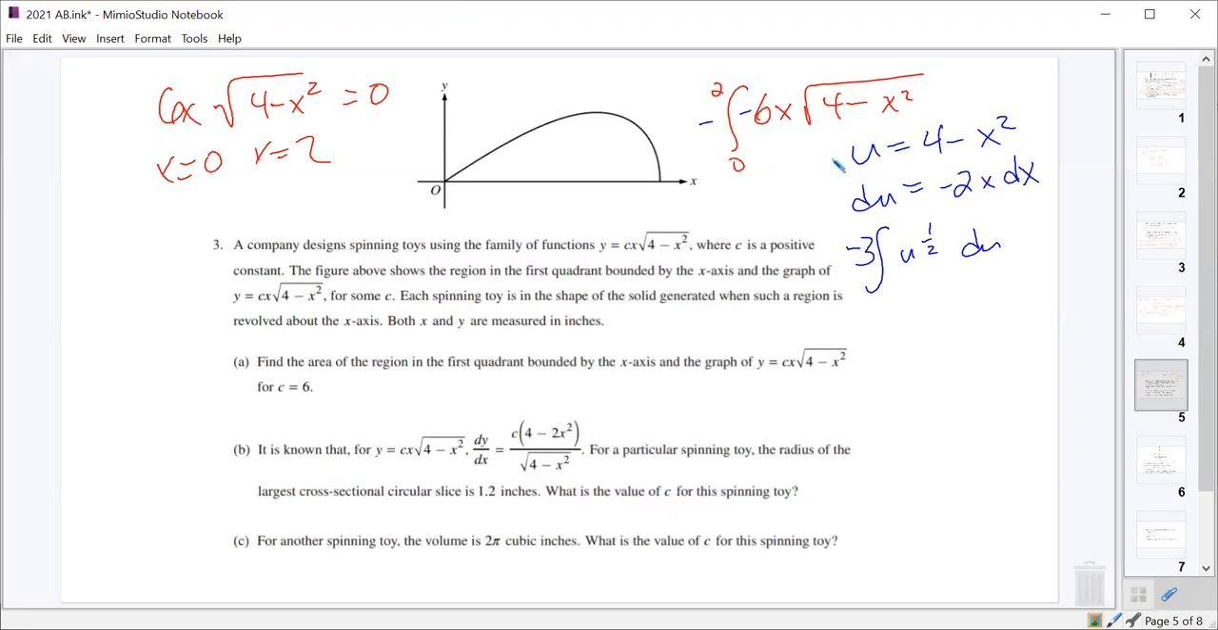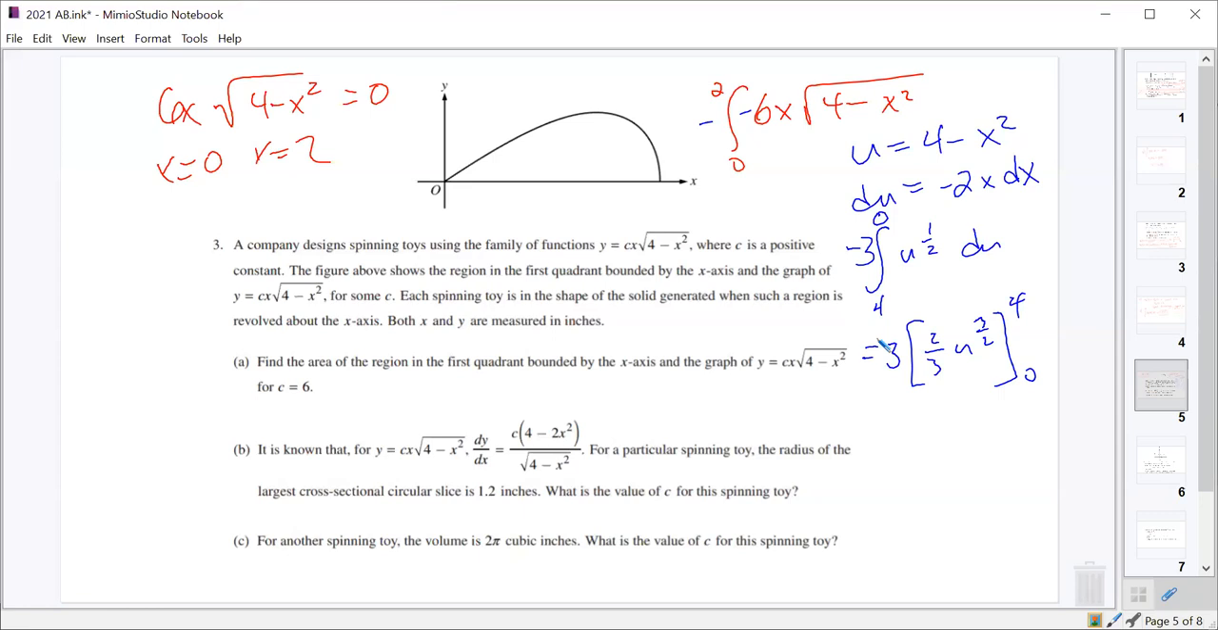And then we've got to change our limits of integration. Make sure you don't forget to do that. So if x is 0, u is 4, and if x is 2, u is 0. Then we'll probably want to flip those limits of integration to make this positive 3. When we integrate this, that becomes 2/3 u to the 3/2, and instead of being 4 to 0, we'll make it 0 to 4 since we got rid of the negative. Everybody good with that?